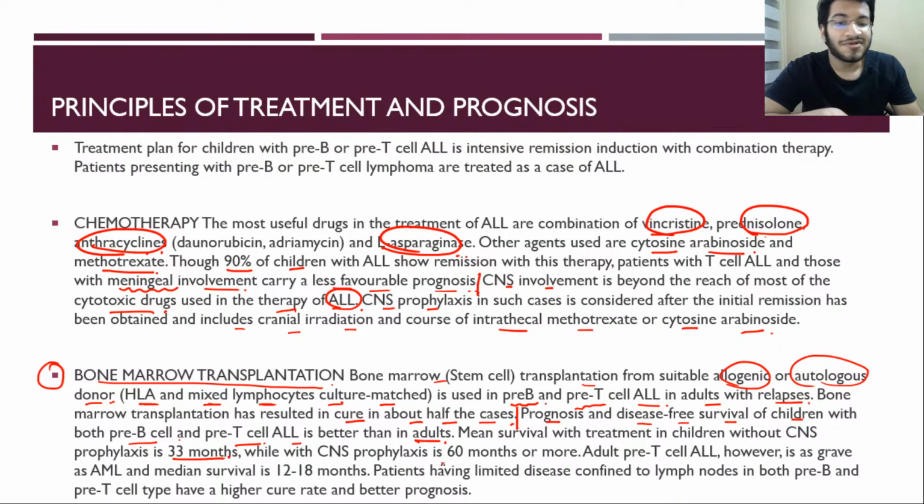While with the CNS prophylaxis it's around 60 months or more. Then adult pre-T cell ALL, however, is as grave as AML, and median survival is about 12 to 18 months. Then the patients having limited disease confined to the lymph nodes only, in both pre-B and pre-T cell type, have higher cure rates and better prognosis because the focus is really small and it is generally stopped before spreading, right?